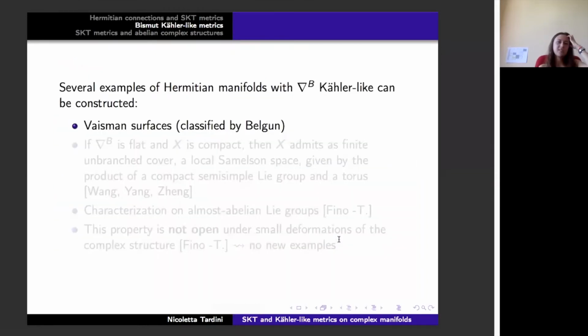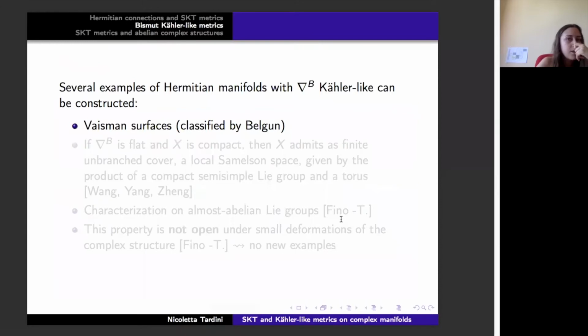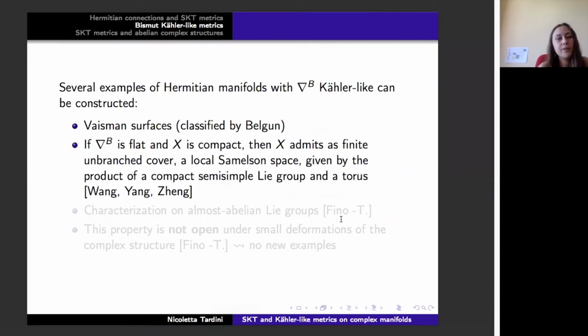Let me say something about the examples. We discussed some general results, so let's see if we have examples of these Bismut Kähler-like metrics. We said that in dimension 2, being Kähler-like means being Vaisman, so compact complex surfaces admitting Vaisman metrics are classified by Belgun. Other trivial examples are given by Bismut flat manifolds, because if the Bismut connection is flat, the curvature is 0, so all the symmetries of the curvature are satisfied. We said before that Angella, Otal, Ugarte and Villacampa gave examples of Bismut Kähler-like manifolds, for instance Calabi-Yau solvmanifolds in dimension 6 with left-invariant complex structure.